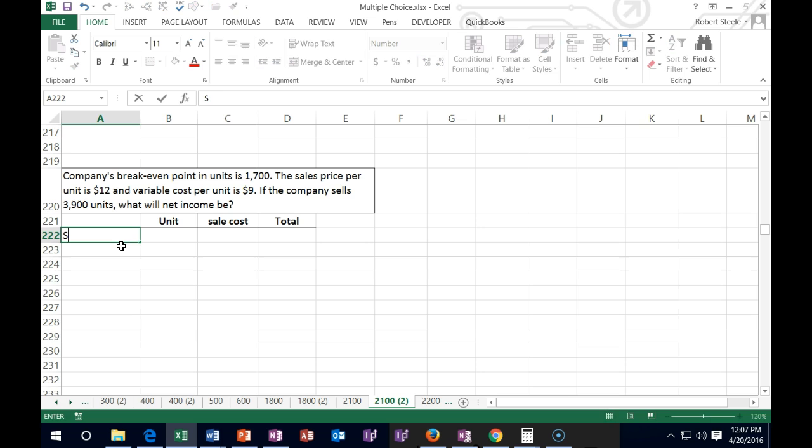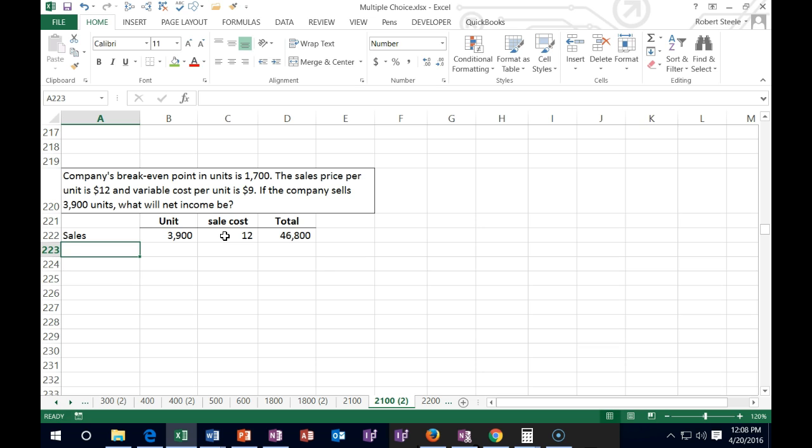And we got these sales. So the units that we're going to sell, they say that in our projection we're going to sell 3,900 units, and the sales price per unit is 12. So the total would equal the 3,900 times 12, and that would give us the 46.8.